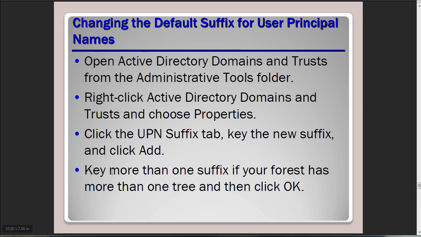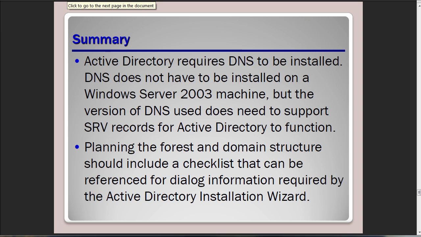So, key in more than one suffix if your forest has more than one tree, and then OK. And then a few pages of summary. So we've pretty much gone through this. Remember, we've got to make sure that DNS is up and running. Active Directory is very specific. It needs DNS in order to run.